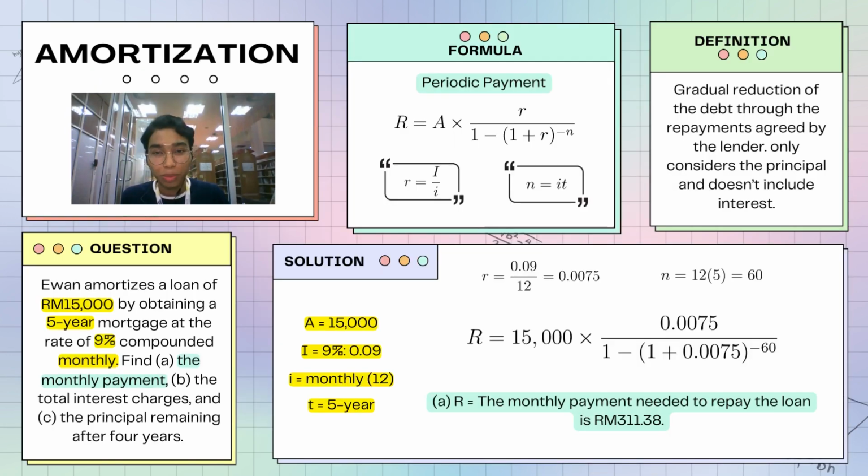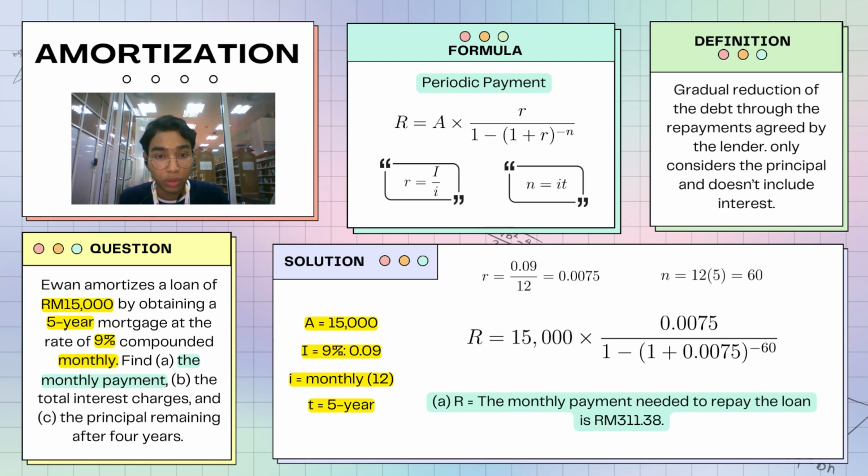Alright, so for this part, I will explain amortization. What is amortization? Amortization is a gradual reduction of the debt through the repayments agreed by the lender. It only considers the principal and does not include interest. For this part, I will divide the question into three conditions, starting with how to find the monthly payment.